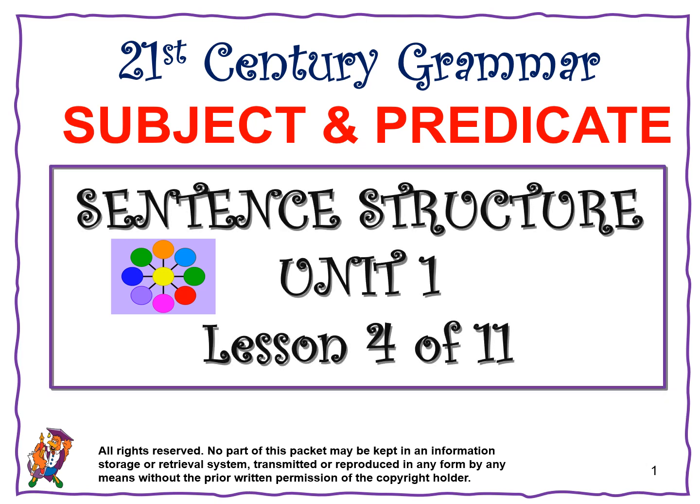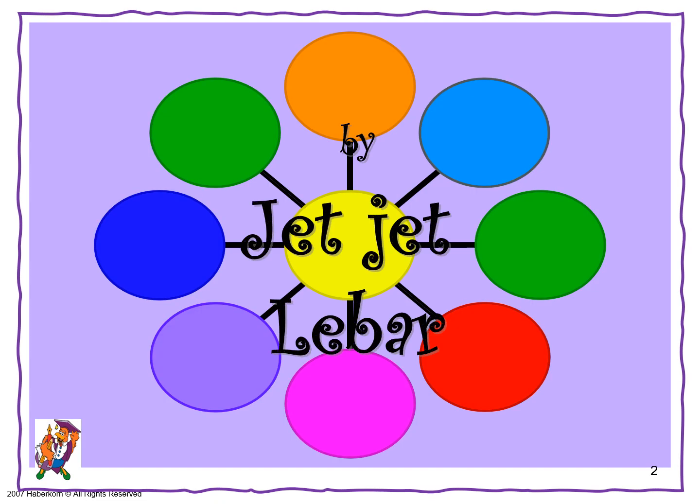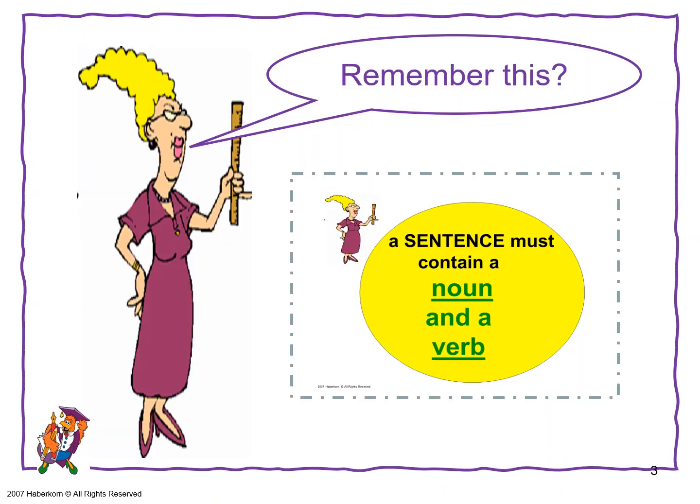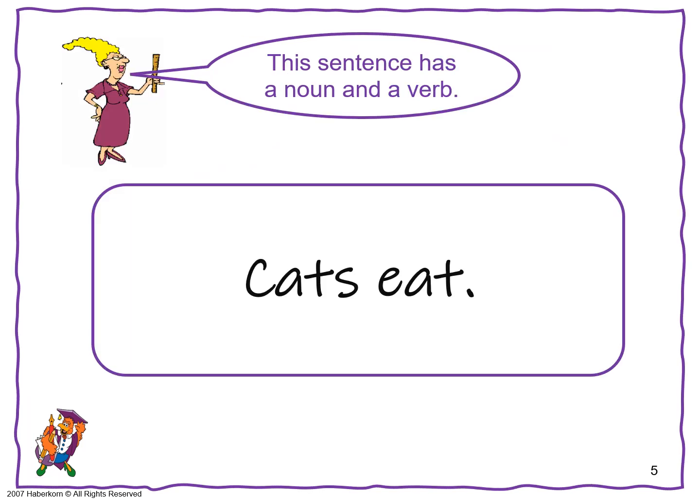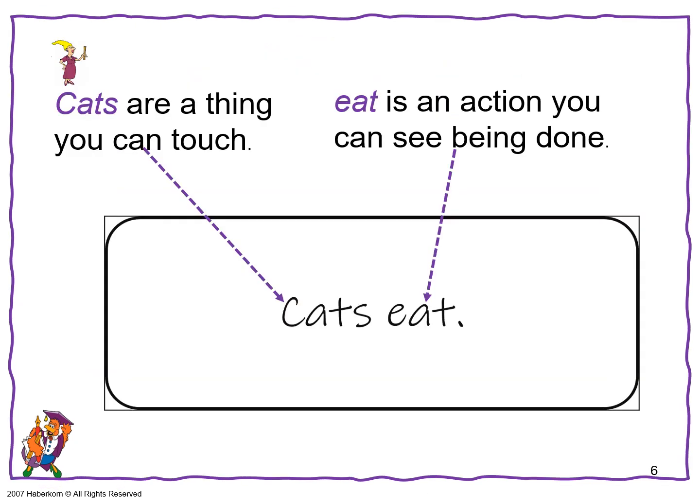We're finally here. Now we get to figure out why we need to know nouns and verbs. Remember this? Sentences need to have a noun and a verb. Let's apply that requirement of a noun and a verb in an actual sentence. This sentence has a noun and a verb. Just a bit of obvious to make certain you understand the concept. Understanding this is absolutely vital later in the lessons.